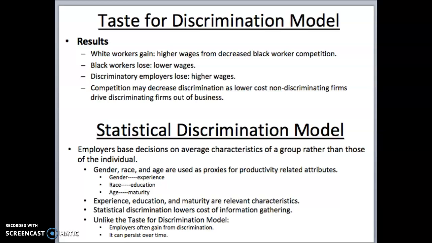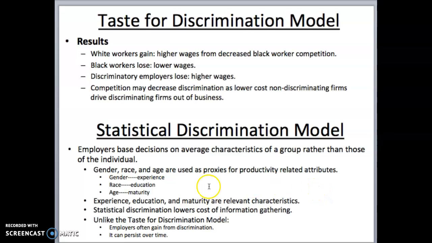All right, let's move on to the statistical discrimination model. This is a little bit different because with this model, we see that employers base their decisions on average characteristics of a group rather than those of the individual. And this is where gender, race, and age become proxies for various productivity-related attributes.